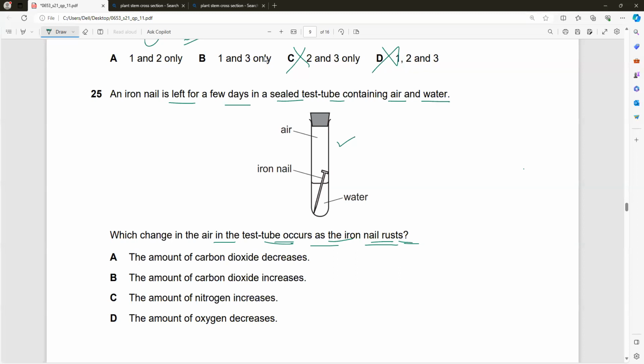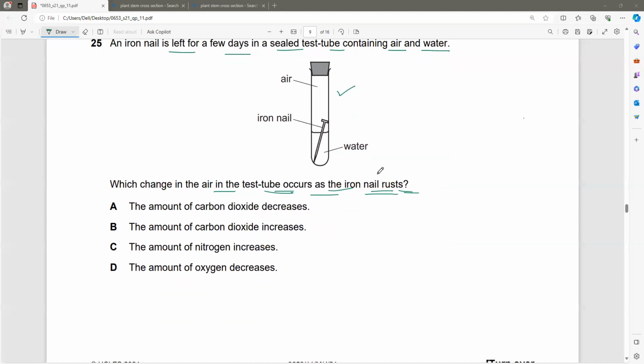For corrosion of the iron nail, what is required? Anybody? What is required, guys, for the iron nail? Yes, please. Oxygen is required. So oxygen reacts with it and is gone. So what will happen in the test tube? Which decreases in the air? Anybody?